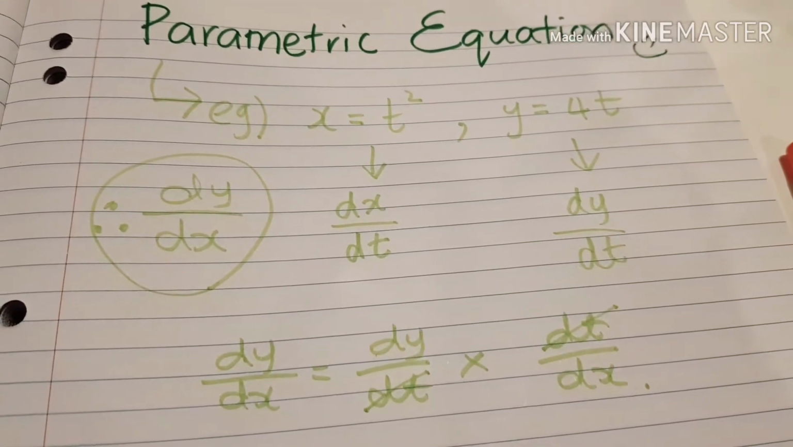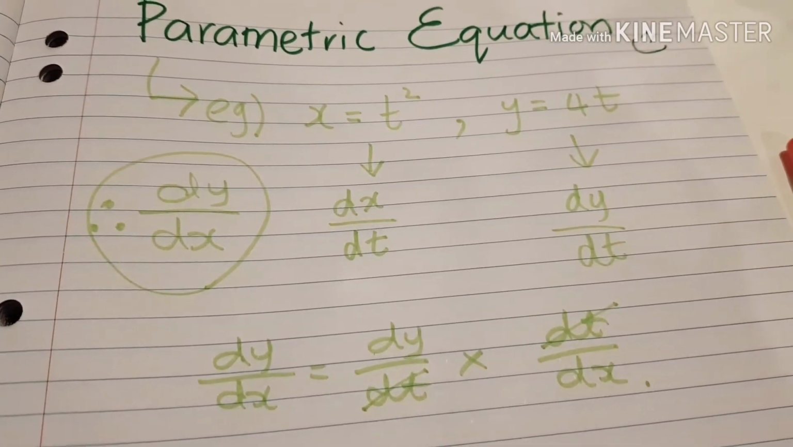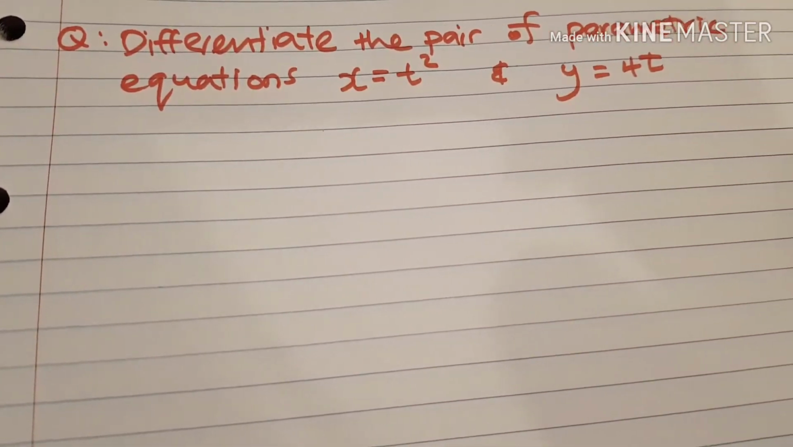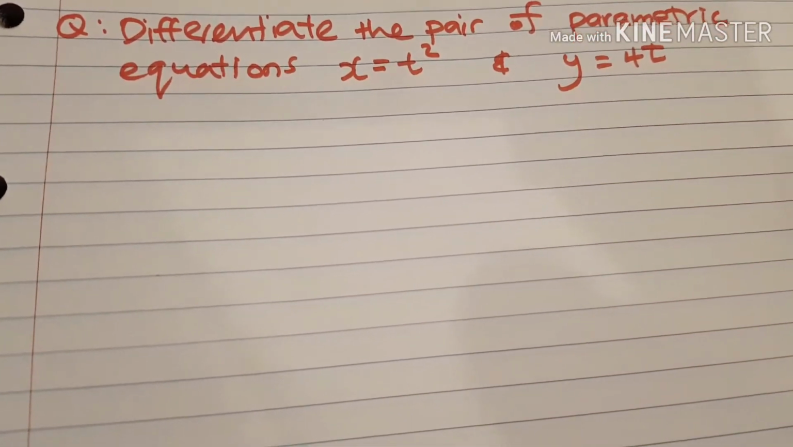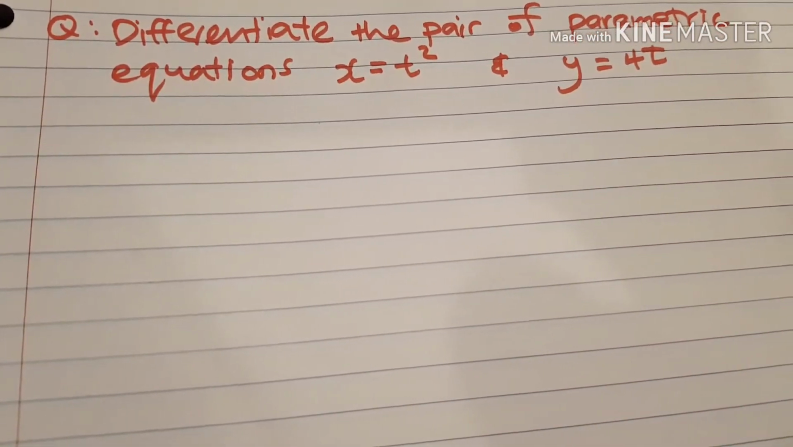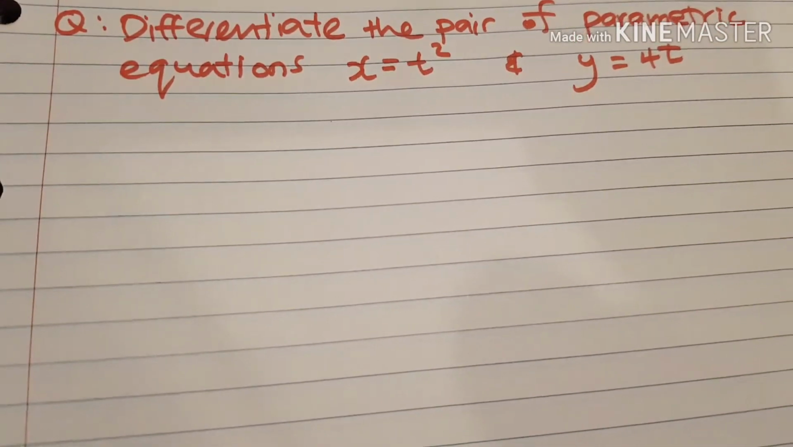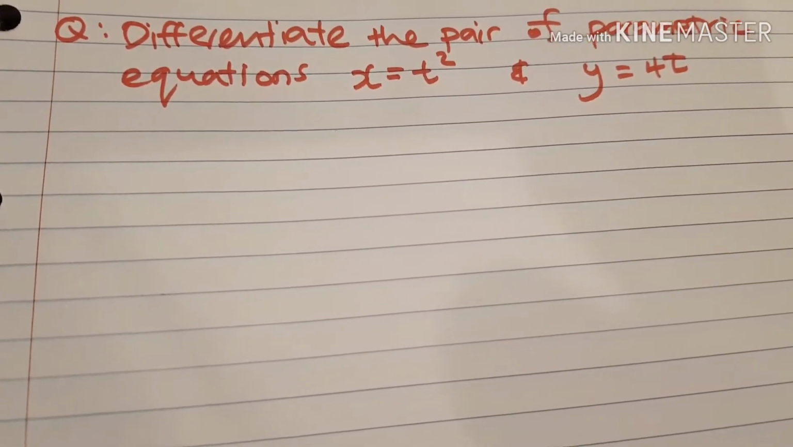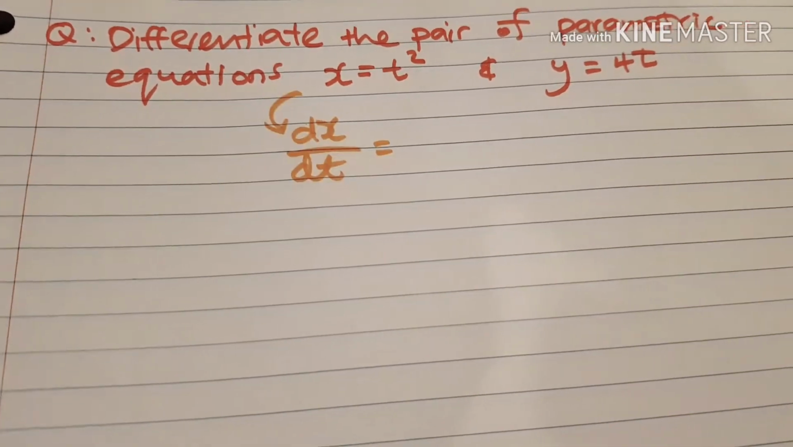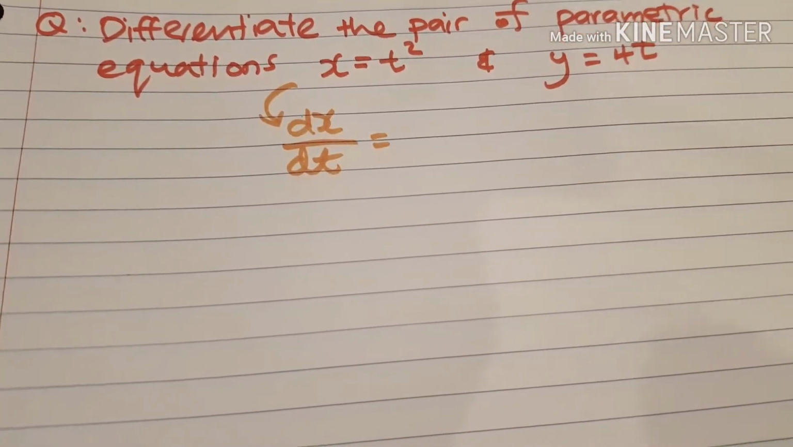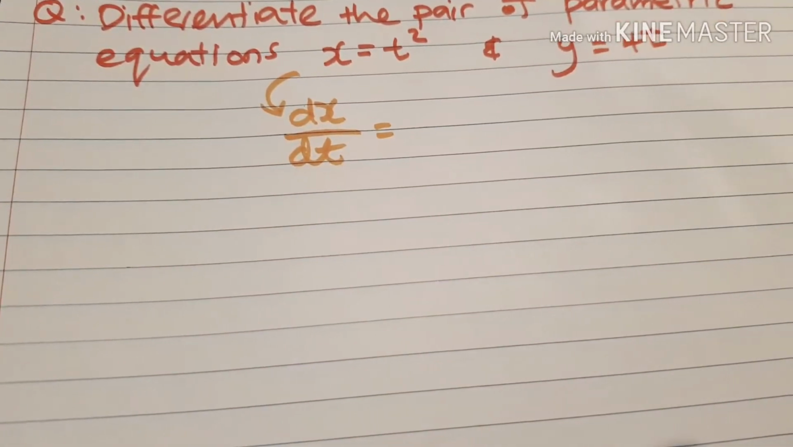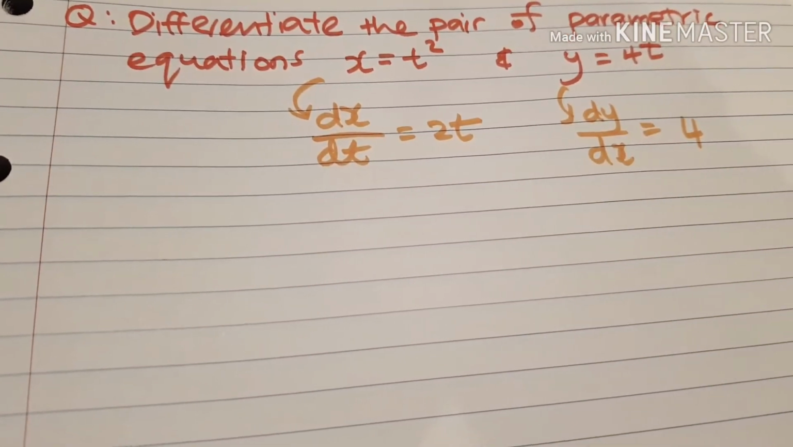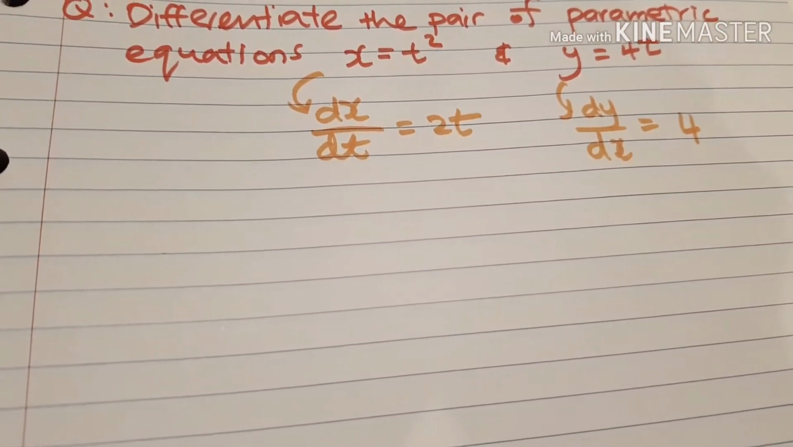So this is about parametric equations, so let's have a look at the question. There you go, this is what the question looks like. It says differentiate the pair of parametric equations. The x function is equal to t squared, whereas the y function is equal to 4t. Our main goal is to find dy over dx, so we have to differentiate each function in terms of t. If we differentiate the first one, the function x, 2 comes down, so 2t, whereas y is going to be 4. Okay, let's find dy over dx.